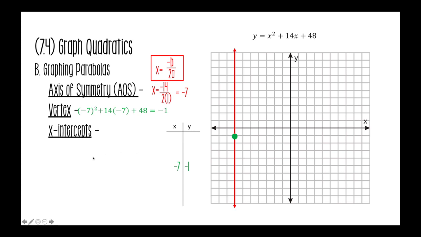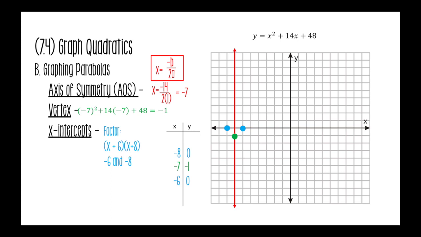Now from here, to find the x-intercepts, we're going to go back to something we did in one of our previous lessons. I believe that was in lesson 7.1. We're going to take our original equation and factor it. It's going to factor to x plus 6 and x plus 8. Now if I set each of my factors equal to 0, I'm going to get -6 and -8 as my x-intercepts. So I can go ahead and put those in my XY chart and plot them accordingly.